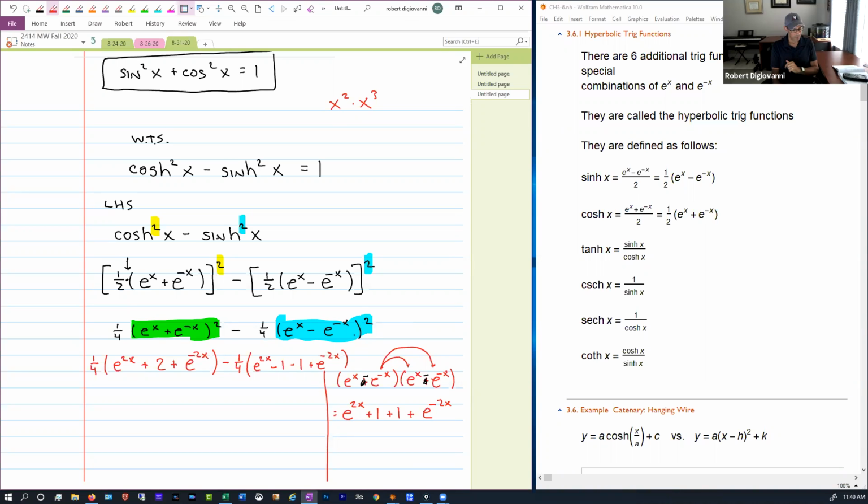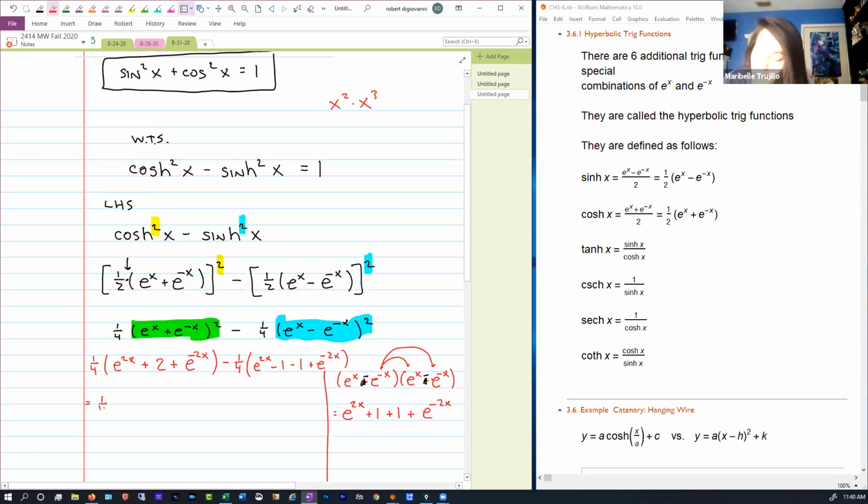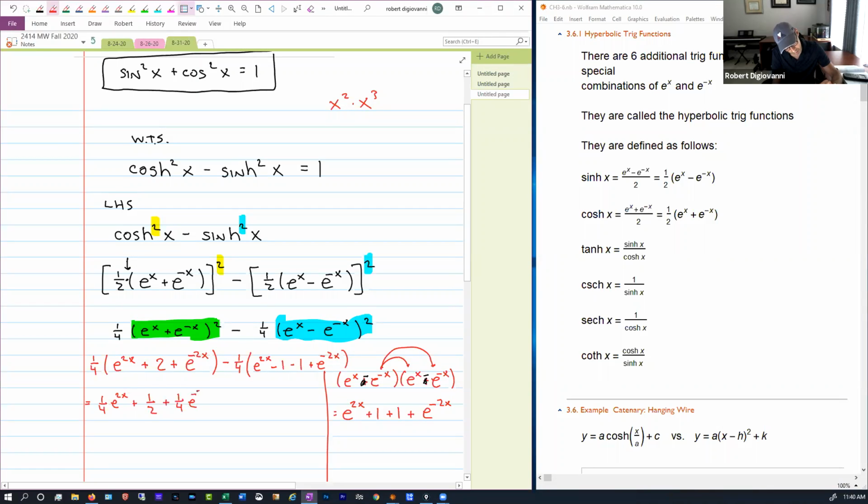Let's distribute the 1/4 through. So when I do 1/4, I got 1/4 e to the 2x. And then when I distribute it, 1/4 times 2 is a half. And then plus 1/4 e to the negative 2x.